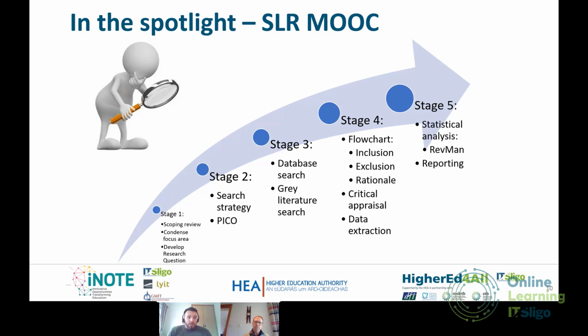So at that stage we do something called a scoping review, which helps us get an idea of the density and volume of research that's out there, and that helps us really narrow in on our idea. Once we have a better idea of what we want to look at and the volume of research there, then we can develop what's called a research question. And the literature review is based on trying to answer that research question.